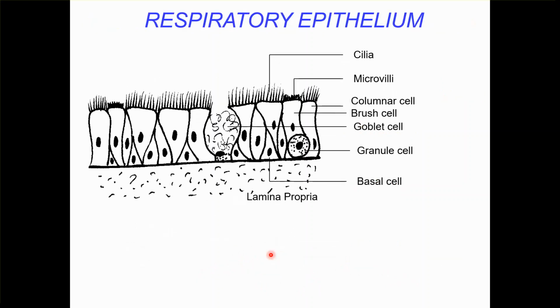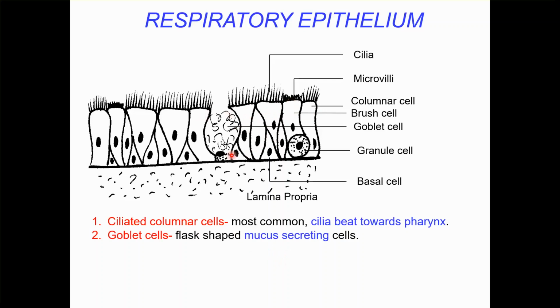Next, seeing a close view of the respiratory epithelium, which consists of the pseudostratified ciliated columnar epithelium with goblet cells. So what are the cells which we see here? The ciliated columnar cells, which are most in number, have cilia which beat towards the pharynx. The goblet cells, these are the empty looking goblet cells, which are flask shaped cells, and they are unicellular mucus secreting cells. Unicellular glands which are mucus secreting cells.